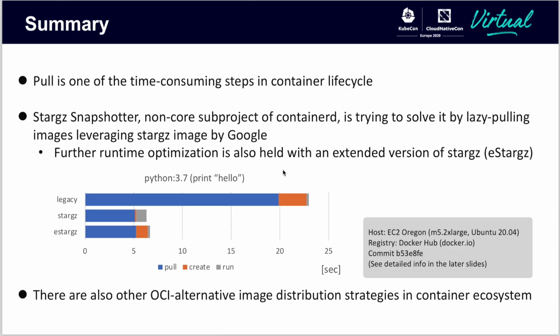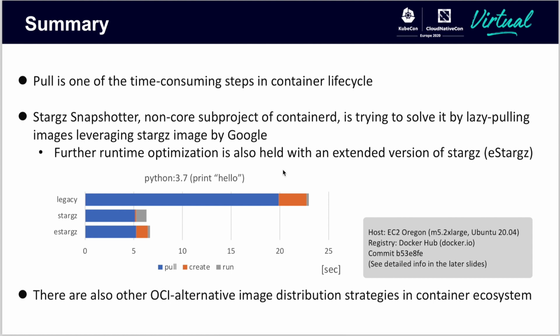First of all, let's go through the summary of this talk. Pull is one of the time-consuming steps in the container lifecycle. Stargz Snapshotter, a non-core sub-project of Containerd, is trying to solve it by lazy-pulling images, leveraging Stargz image by Google. Further runtime optimization is also done with an extended version of Stargz, which is called eStargz.